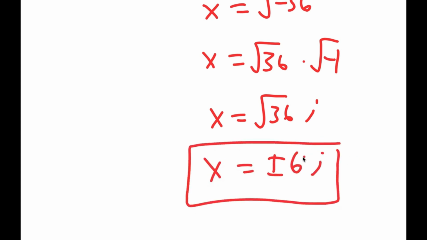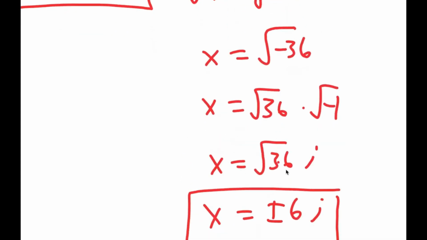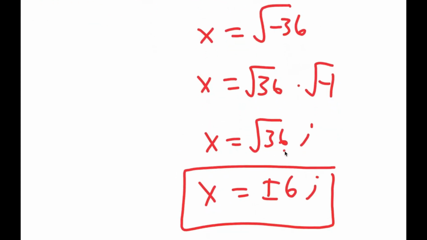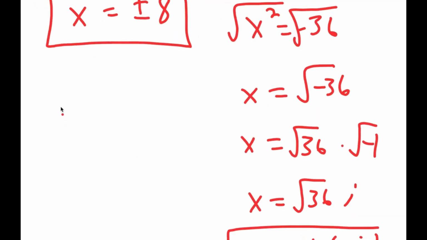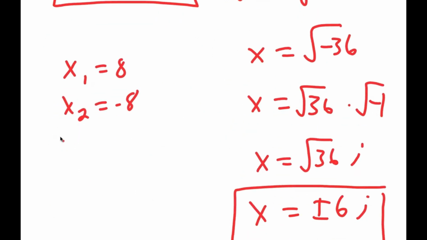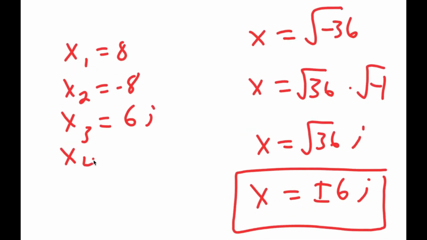So these are another two solutions. And these aren't real solutions, but these are imaginary solutions which still count as solutions to this problem. So my four solutions are x equals 8, x equals negative 8, x is equal to 6i, and x is equal to negative 6i.